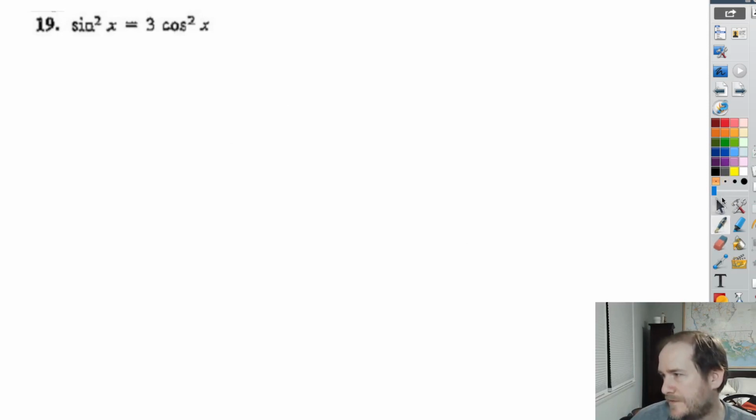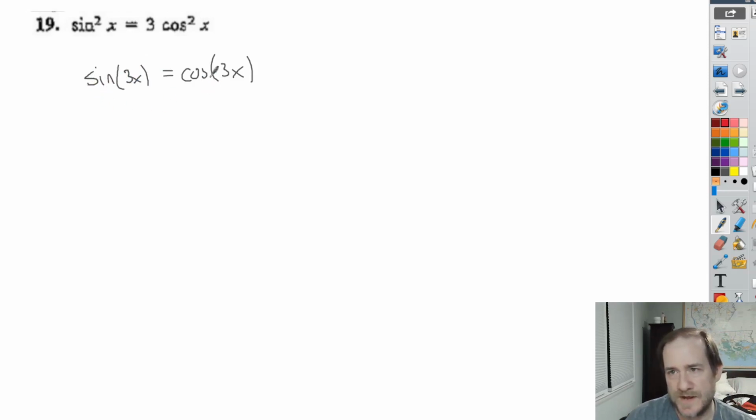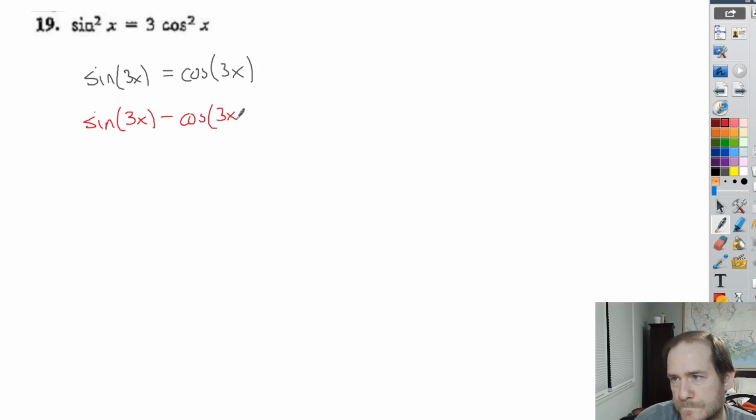We did number 19's easier cousin. Didn't we have one that just said sine of 3x equals cosine of 3x? And how did we deal with that? We talked a lot about that problem. We said that you should probably be thinking that you should divide through by sine or divide through by cosine. We talked about how dividing is typically dangerous. You don't want to do it. You want to subtract from both sides first instead to get it set equal to 0. And then instead of dividing, you want to factor out, which kind of feels the same as dividing.